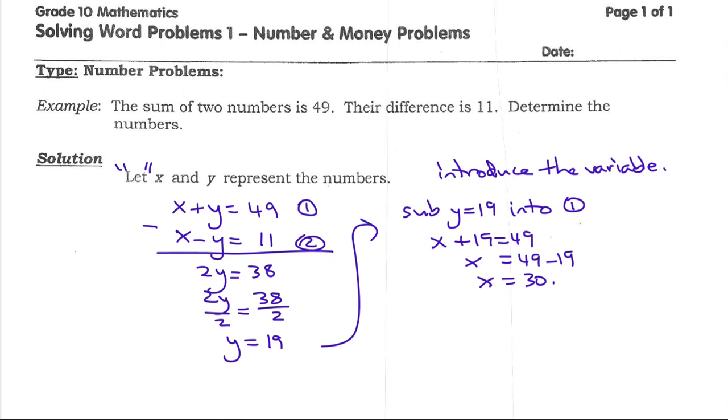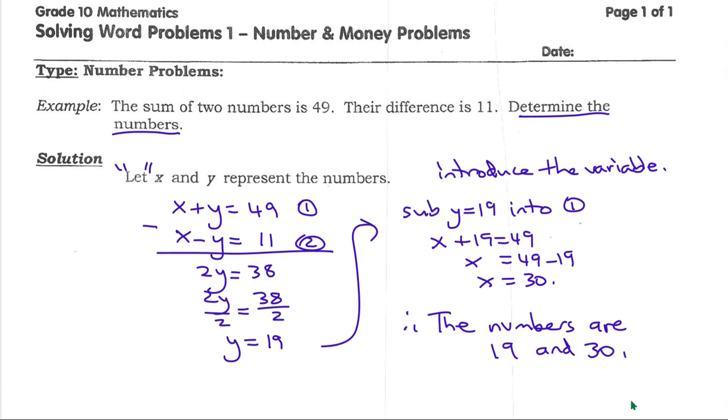In word problems, we have to first introduce the variables, then do the solution, and then we must answer the question. The question said, determine the numbers. So we're not done until we answer that. So we have a therefore statement, a concluding statement, and it says, therefore, the numbers are 19 and 30. And that is a complete solution to a word problem.